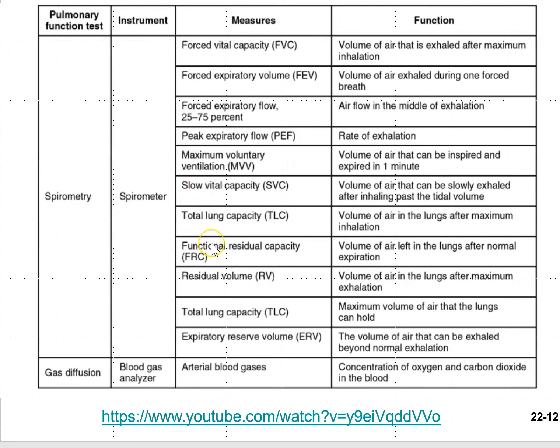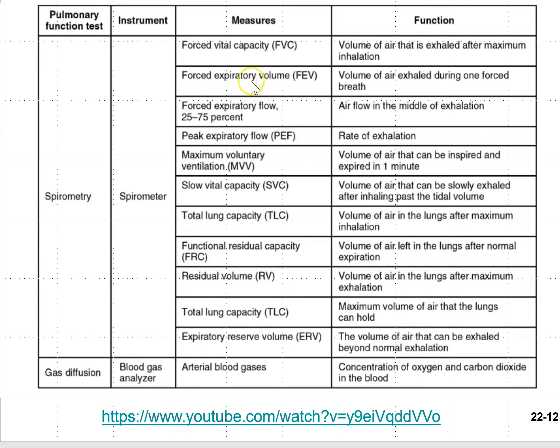So they give you the instrument, and then they ask you to take a deep breath in, and then they ask you to breathe out as fast as you can and as hard as you can. So what they're looking for at that point is something called forced expiratory volume. Now the forced expiratory volume is the volume of air exhaled during one forced breath. In a very healthy person, they exhale 80% of the air within 1 second.